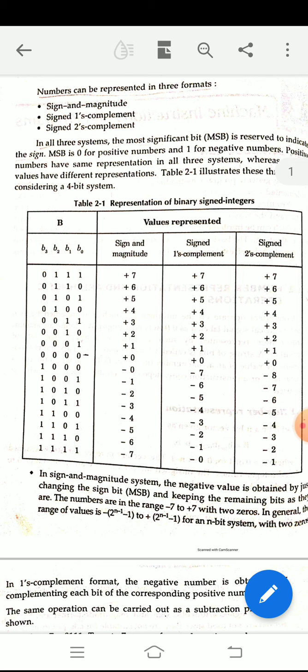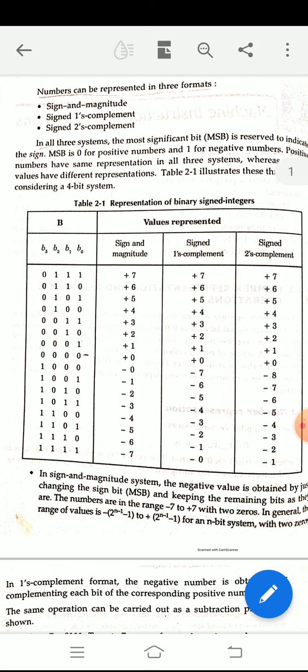The values below, 1 0 0 1, 0 0 1 1, 0 1 0, are all negative numbers. Plus 0 to plus 7 are positive numbers, and minus 0 to minus 7 are negative numbers. There is a sign and magnitude representation for both positive and negative, and the same goes for the signed 1's complement.